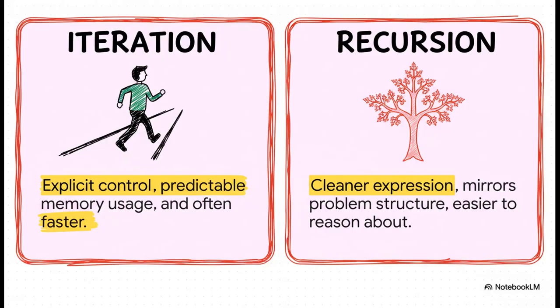So here's the fundamental trade-off side by side. Iteration, using loops, gives you explicit control, predictable memory, and it's often faster. Recursion, on the other hand, often gives you a cleaner, more elegant solution that perfectly matches the problem, making it easier to prove that it's correct.